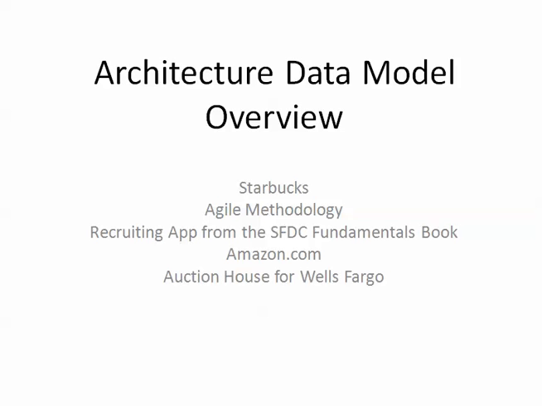So with these 5 videos we're going to be going through some architectural data models, and I've chosen a few examples that I've built. Some of these I'm using today, like the agile methodology. Some I've built in the past, like the recruiting app from the salesforce.com fundamentals book, and some I've just done as a study, like the Starbucks and Amazon.com. When we finish those, we're going to go into a multi-tiered type of data model for the auction house for Wells Fargo. And let's begin.